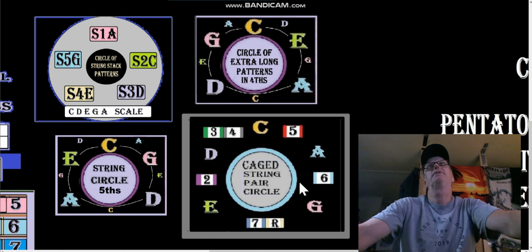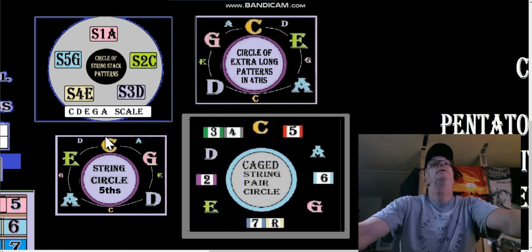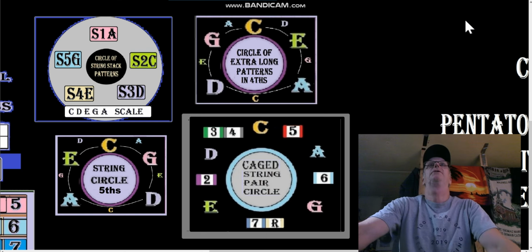But this is actually in 5ths, so 5th of C is G, 5th of G is D, 5th of D is A, 5th of A is E, 5th of E is the augmented C right there, and then again. So over here, this is what we're looking at, the string-shaped circle in 5ths. All right, so C goes to G, goes to D, goes to A, goes to E. That's what I wanted to show you right there.